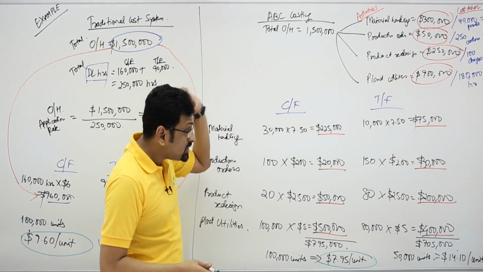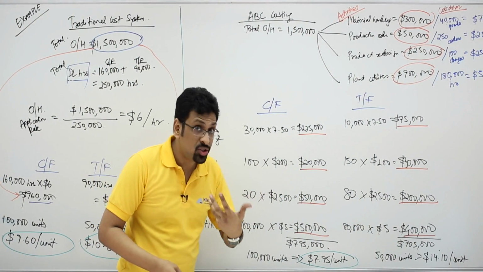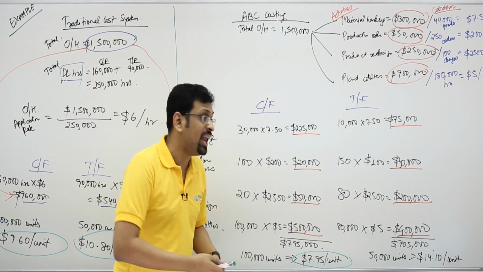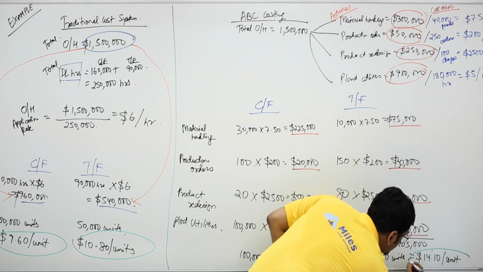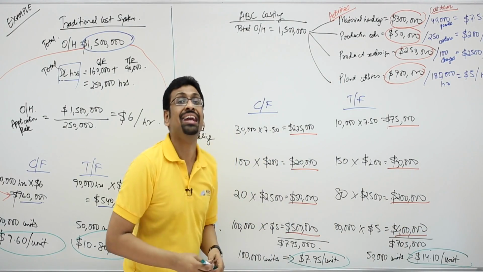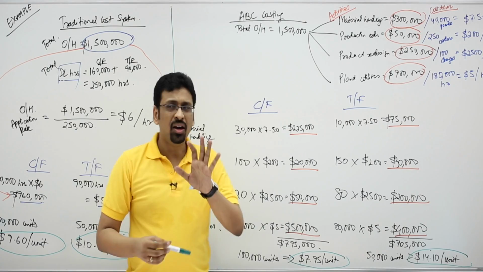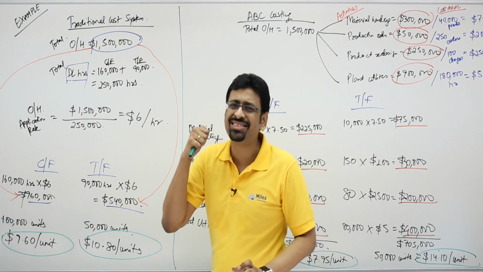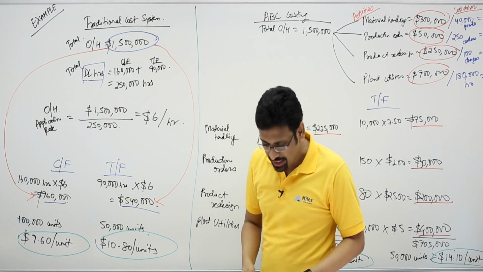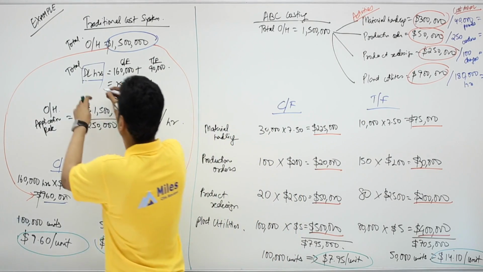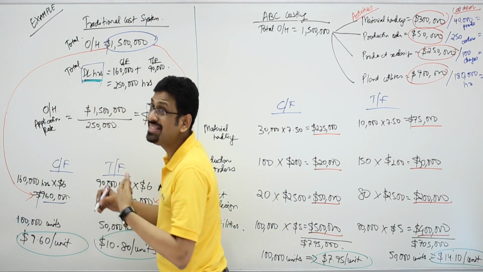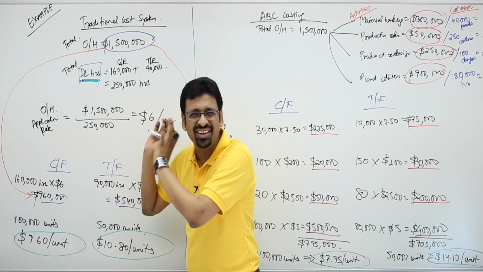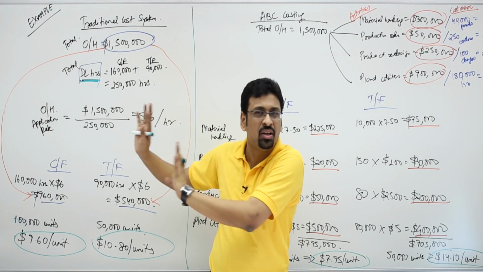For table fan here, under the traditional cost system, we allocated $10.80 per unit. But under ABC costing, we saw that table fan units should have received more of the overhead allocation. They would have received $14.10. Here, we simply used one single cost driver. So what was that single cost driver that we used? We used direct labor hours. Single cost driver. That's traditional, that's backward, that's obsolete.